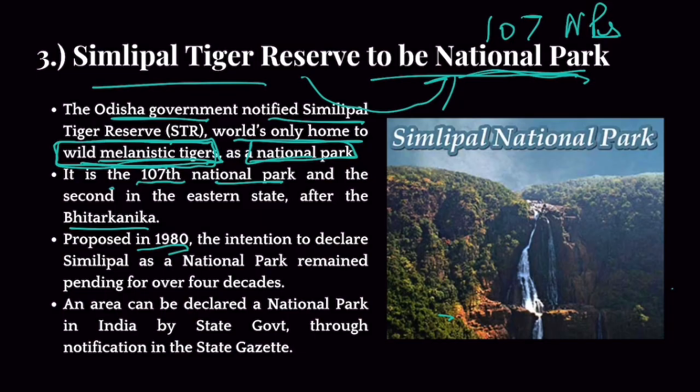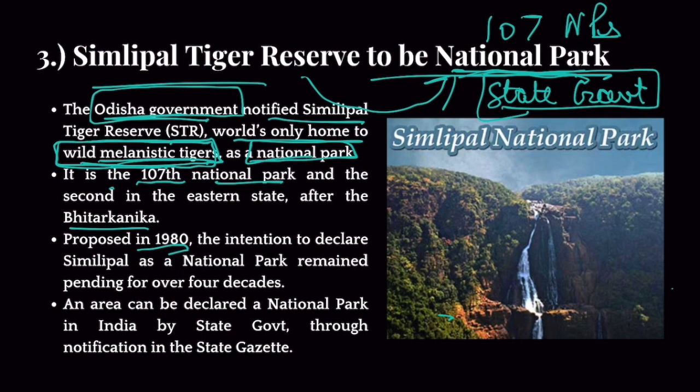It is the power of the state government to declare any ecologically sensitive area as a national park. State governments declare national parks. The power doesn't lie with the central government, it lies with the state government. That's why we say the Odisha government. So the state government can declare any ecologically sensitive area as a national park through an official notification published in the state gazette. So state governments have the power.